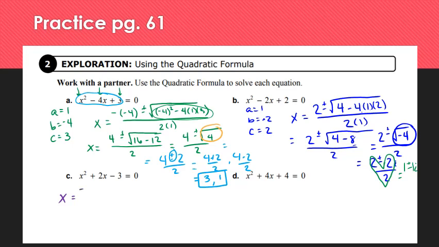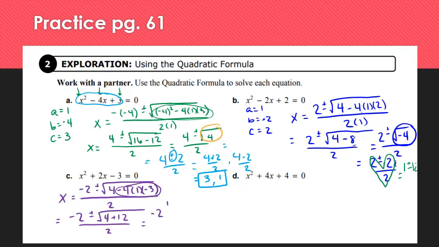All right, so it'll be x equals negative b plus or minus the square root of b squared minus 4 times a times c. Notice how c is negative this time, over 2 times a, which would be 2. So it'll be negative 2 plus or minus the square root of 4. Now careful here, you're looking at this as negative 4 times 1 times negative 3, which is positive 12, over 2. So that gives me negative 2 plus or minus the square root of 16 over 2.